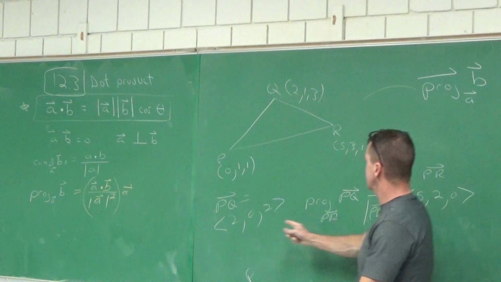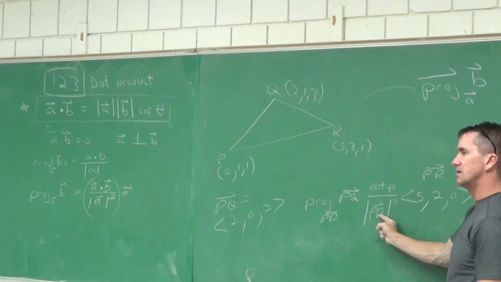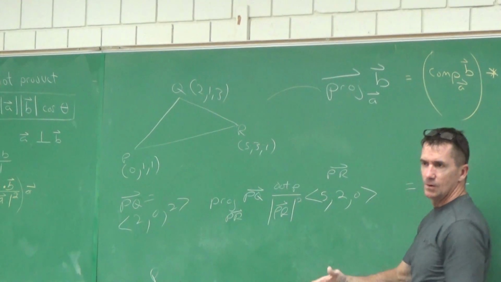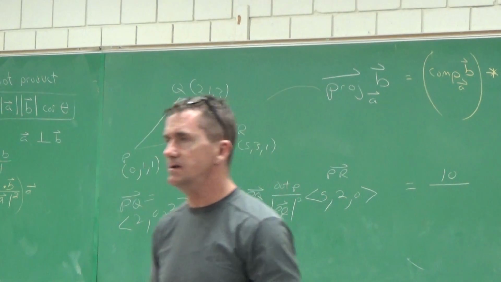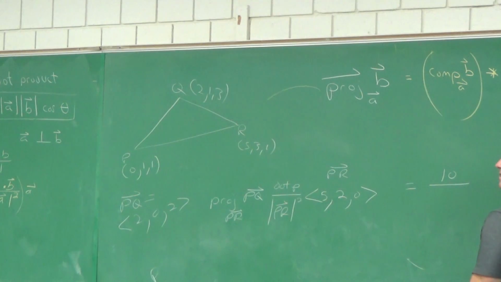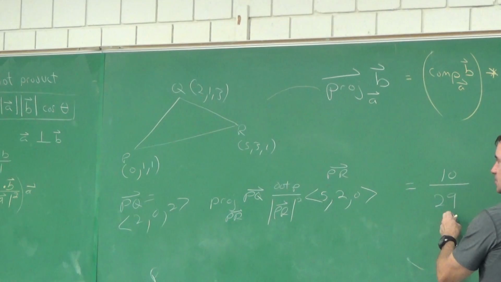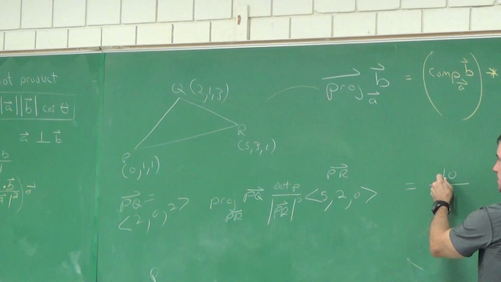What's the dot product of this and that? So that's 10 plus 0 plus 0. You all get 10? Yes. There's the dot product. Now we need to get the length of PR and then square it. Which really means, if you want, just pull off the radical, right? There you go. So what's 5 squared plus 2 squared? 29. Square root of 29. Square root of 29 squared becomes just what? 29.